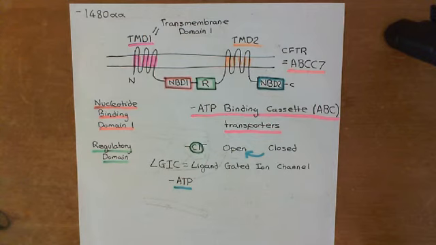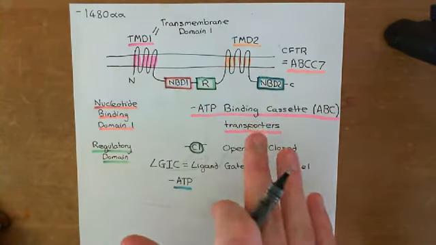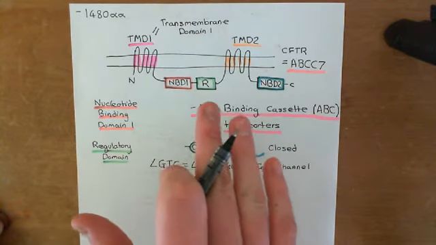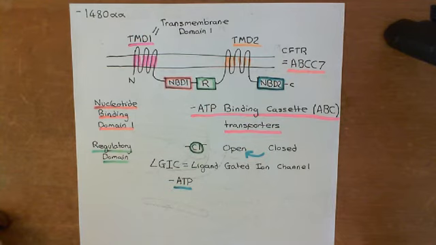Okay, right. So, let's now talk about how you actually then open the cystic fibrosis transmembrane conductance regulator. So I want to discuss what actually causes this thing to open, because at the moment what I've drawn you is definitely closed. Okay, so I want to talk to you about how this thing actually opens.